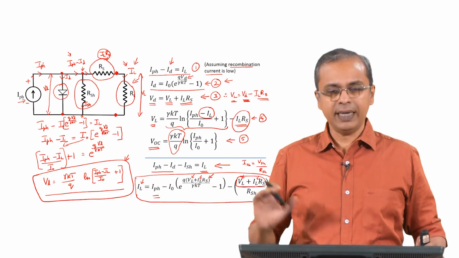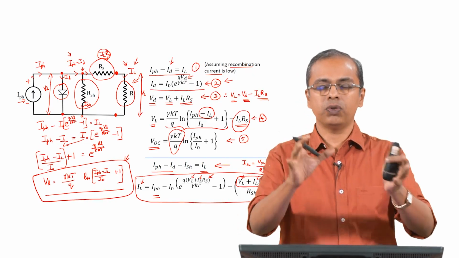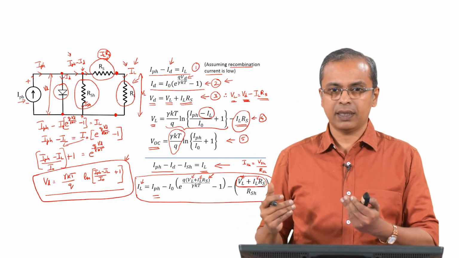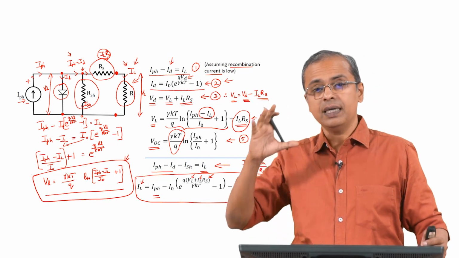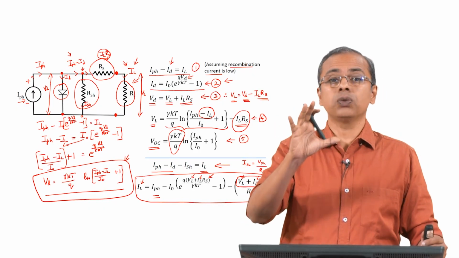But in any case, you can take this equation. This is the equation that now describes what happens if you attach some load to the solar cell: what current you will see and what voltage the load will face. That is what any external unit that you are attaching to the solar cell typically needs to know.